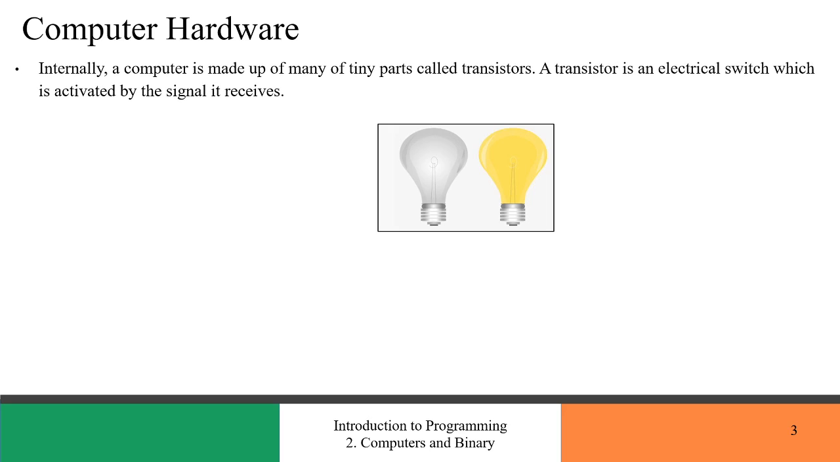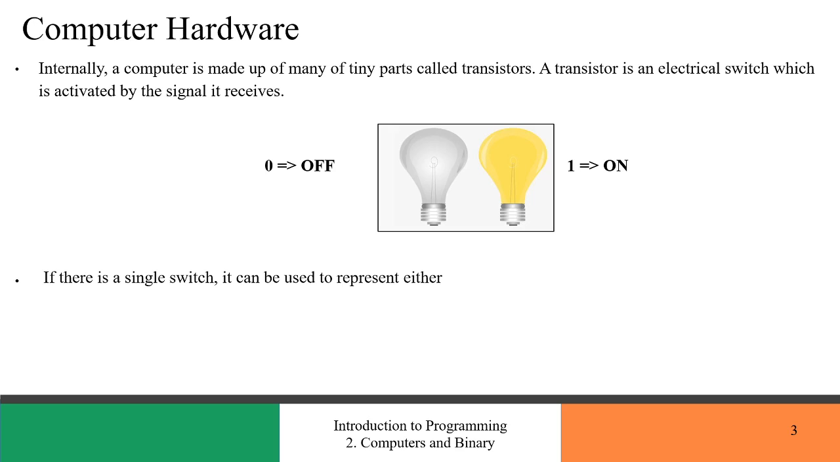Internally, a computer is made up of many tiny parts called transistors. A transistor is an electrical switch which gets activated by the signal it receives. If it receives a signal, it gets to the on state. If there is no signal, it remains in the off state. Thus, a switch can exist in one of two states, an on or an off. If there is a single switch, it can be used to represent either an on-off or a 1-0.